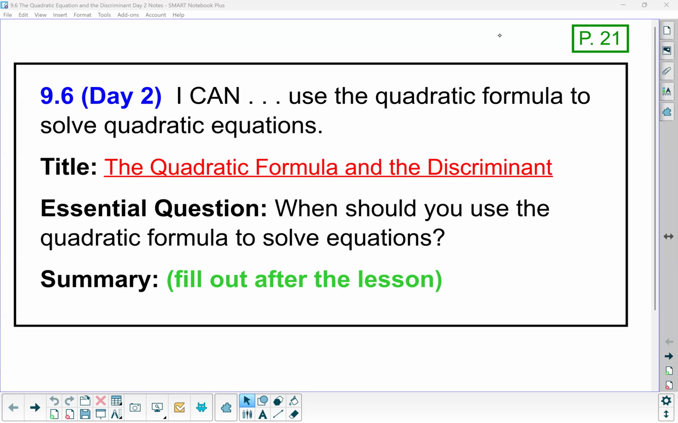All right, so today we're going to take care of day two of the quadratic formula and the discriminant. Yesterday, or Friday, sorry, we focused on the discriminant. Today we're going to show how that fits in with the quadratic formula. One of the nice things about the quadratic formula is that it can be used to solve any quadratic equation. One drawback is it's not the most efficient.